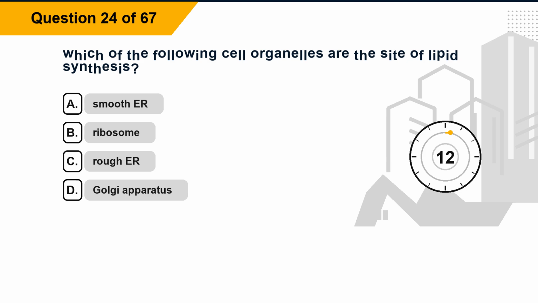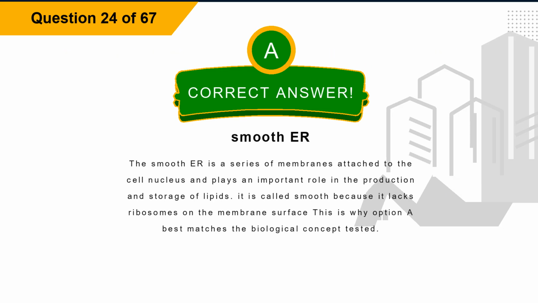Question 24. Which of the following cell organelles are the site of lipid synthesis? Option A, smooth ER. Option B, ribosome. Option C, rough ER. Option D, Golgi apparatus. The correct answer is option A, smooth ER. Explanation: The smooth ER is a series of membranes attached to the cell nucleus and plays an important role in the production and storage of lipids. It is called smooth because it lacks ribosomes on the membrane surface. This is why option A best matches the biological concept tested.